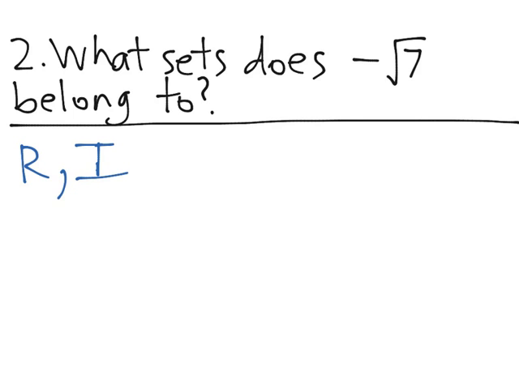In particular, we know that all integers, whole numbers, and natural numbers are also rational numbers. This means that minus square root of 7 cannot be an integer, a whole number, or a natural number, since it's not even rational to begin with. So it's only a real number and an irrational number.